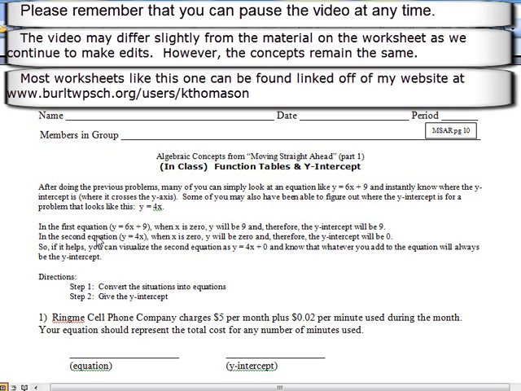The same holds true in the second equation. If x is 0, which is the independent variable, 4 times 0 is 0, so y would be 0, therefore the y-intercept would be 0. And for those of you that have forgotten, the y-intercept is where the line produced from the equation crosses the y-axis. Now looking at these two examples, we see a nice little shortcut here.